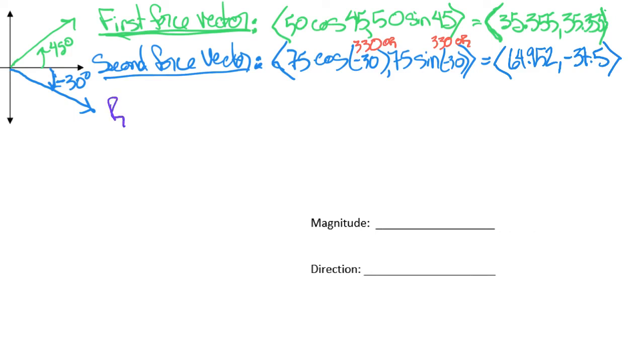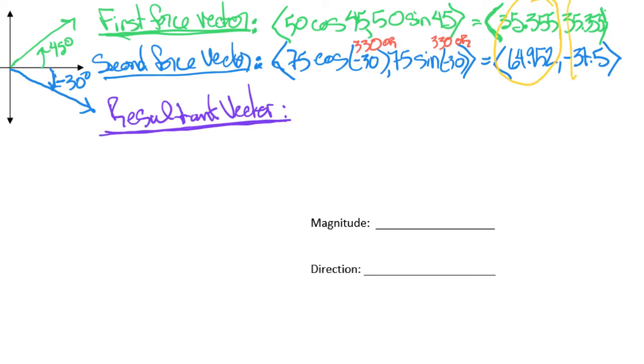by adding them together. So that'll be found by adding our x components plus our y components. Okay, so let's just add x's together and then y's together, and so we end up with a resultant component, which is our resultant force, 100.307 and negative 2.145. So how do I find the magnitude?